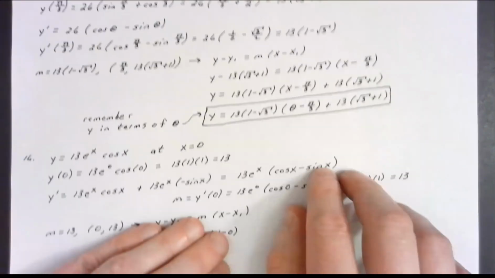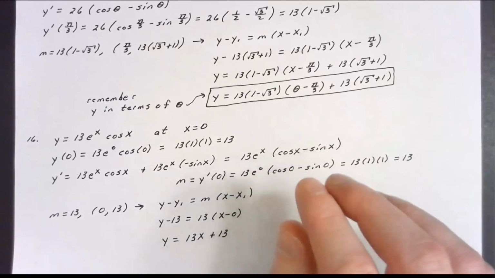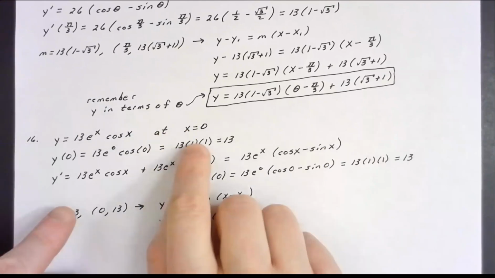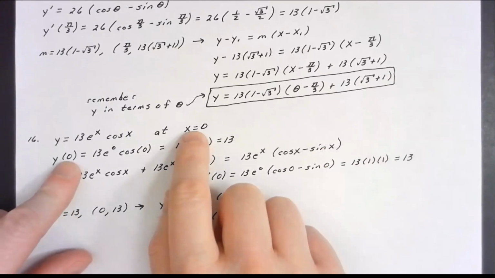Okay, number 16 here. Again, same idea. It's giving us an equation, and it's wanting us to find the equation of the tangent line at a given value of x. In this case, it's just at x equals 0.